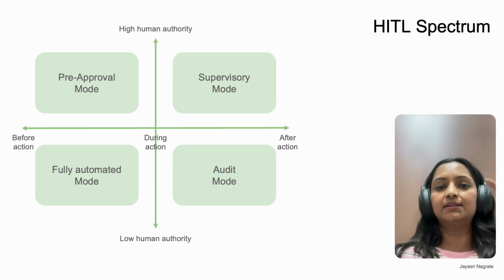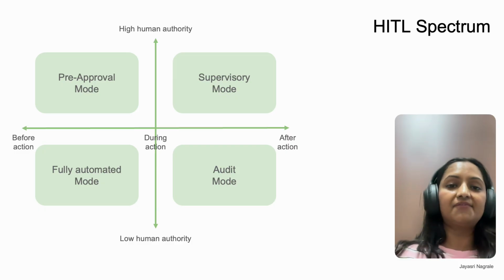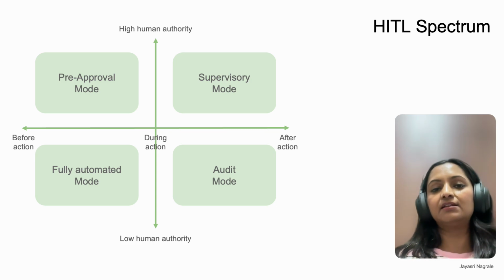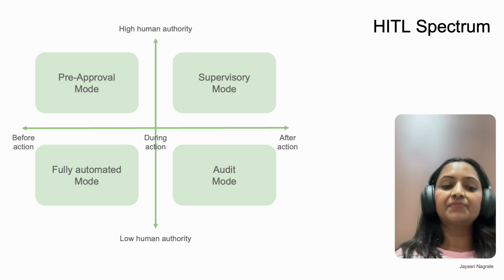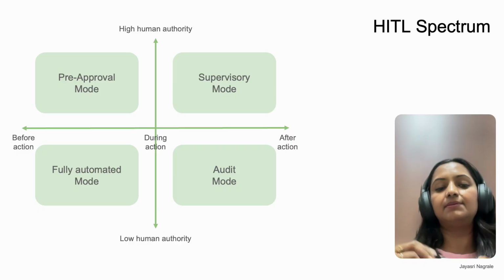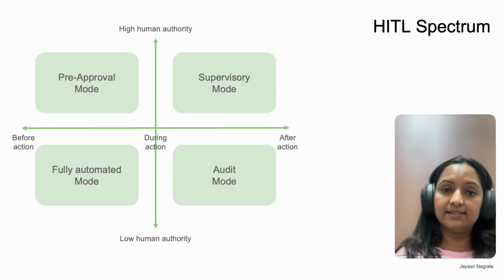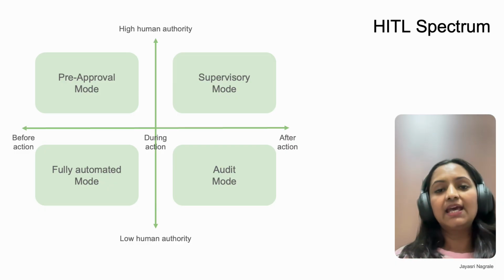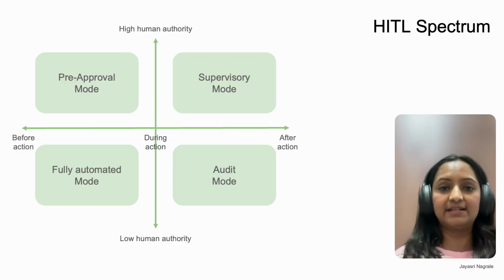So to start with, on the y-axis, we have high human authority on the top and low human authority on the bottom. And on the x-axis, we have HITL being placed after the AI process is done, that is, after the action. And on the extreme left, we have HITL being placed before the action is happening. And in the center, we have HITL being placed during the action. So if we consider these two axes, we now have four different zones in which humans can be placed, and these need to be selected based on the activity that the AI is performing, based on the scale and impact of the AI decisions, right?